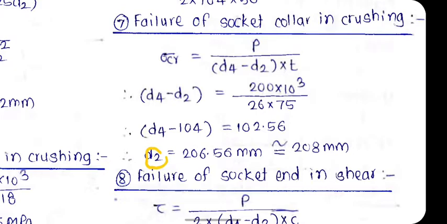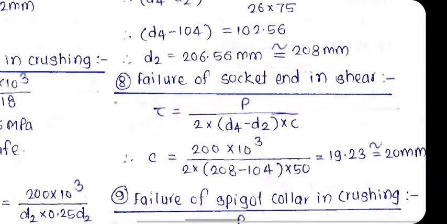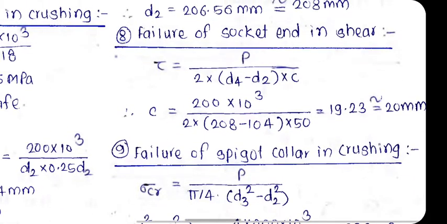Okay, next step is failure of socket end in shear. So the equation is tau is equal to force upon 2 into bracket d4 minus d2 multiplied by c. So by using this equation you can calculate the value of c. So equate this equation for c. Therefore c is equal to 210 raised to 3 divided by 2 into bracket 208 minus 104 multiplied by 50. So the value of c is 19.23, approximately equal to 20 mm.